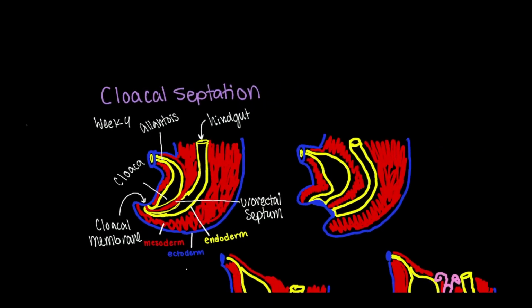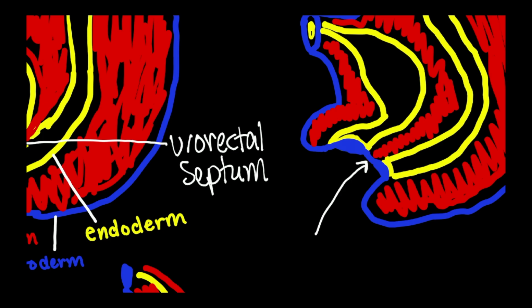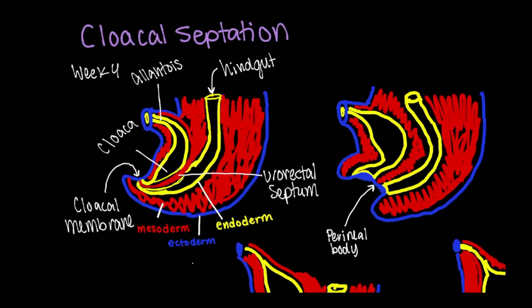And I've redrawn that out here. So here's our urorectal septum, and when it meets with the cloacal membrane, it's going to fuse with it and form the perineal body. The perineal body is an important attachment site for perineal muscles. The perineal muscles function in defecation, urination, and pelvic organ support.